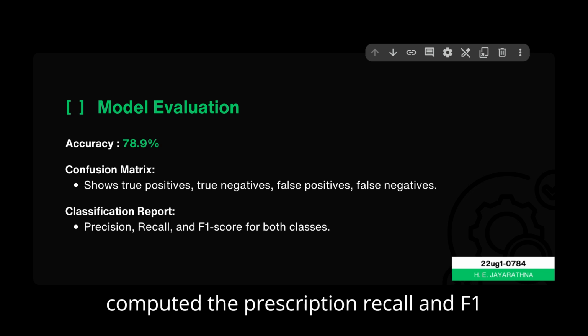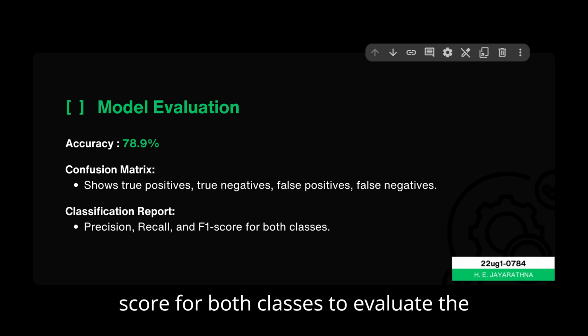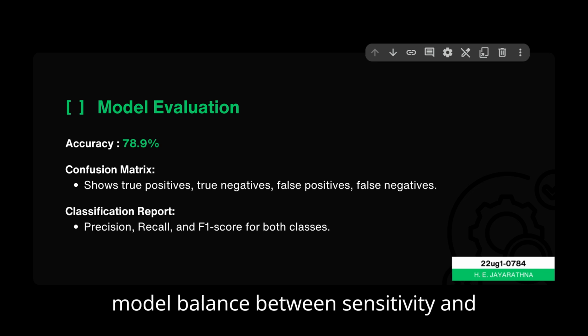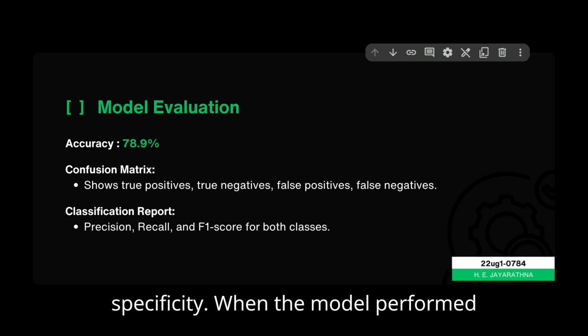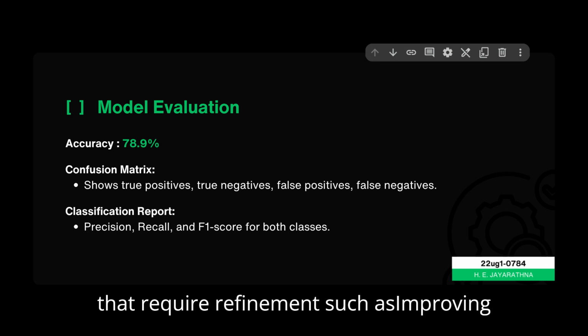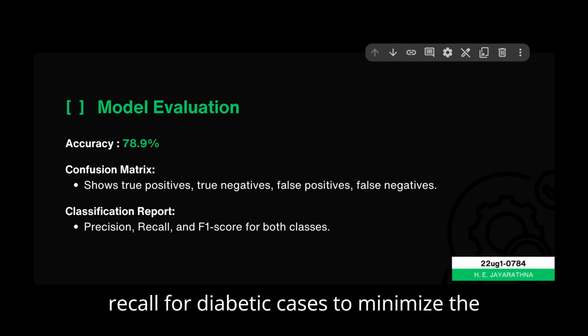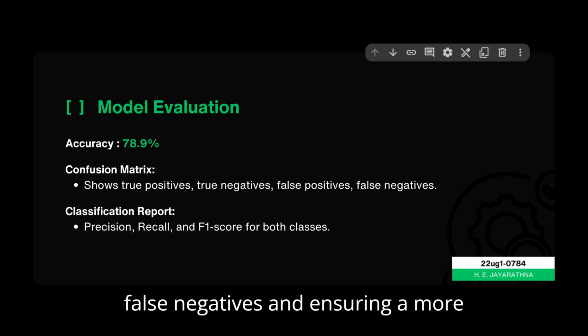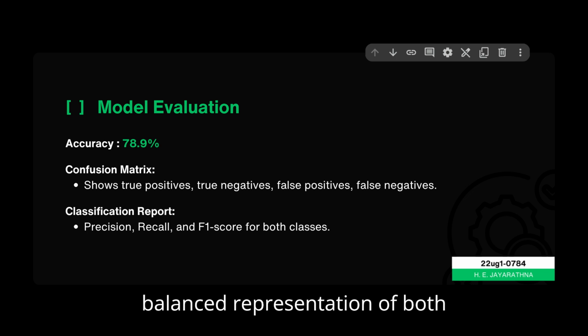This helped us understand how well the model distinguishes between diabetic and non-diabetic patients. Additionally, we computed the precision, recall, and F1 score for both classes to evaluate the model's balance between sensitivity and specificity. While the model performed well overall, we observed certain areas that require refinement, such as improving recall for diabetic cases to minimize false negatives and ensuring a more balanced representation of both classes.